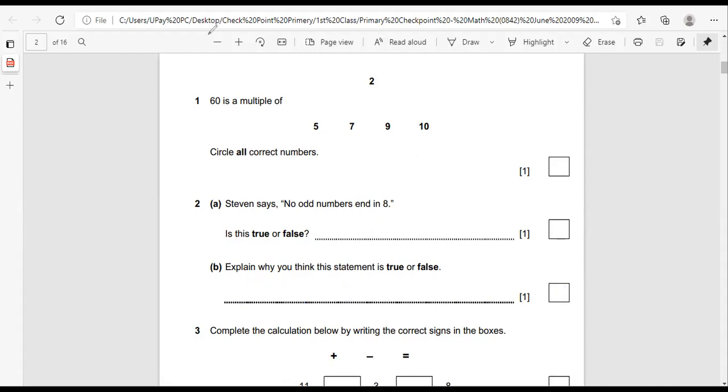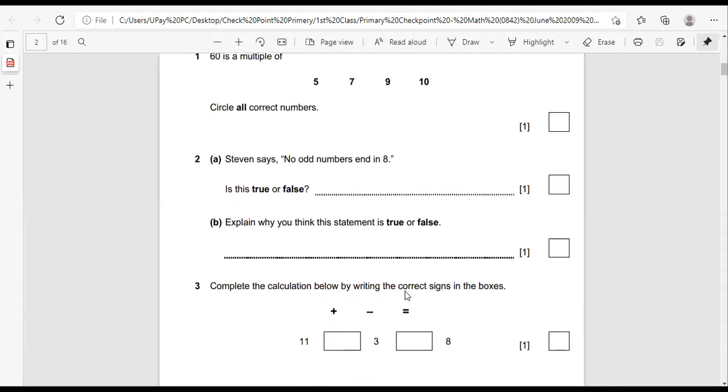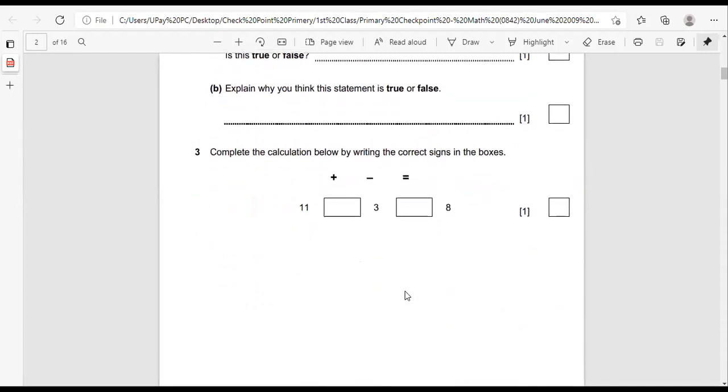So we'll move to question number 3. Complete the calculation below by writing the correct sign in the boxes. So here plus, minus and equal are given. You might not use everything here in order to get this answer. Yes, here 11 and 3 is there. So what will happen, from 11, if you subtract 3, you will get 8. So 11 minus 3 equals 8. If you do this, 1 mark.